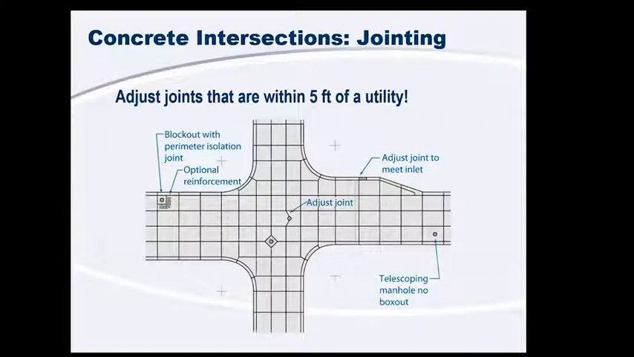So last thing to note with our intersections is we need to adjust for utilities. This is one of the critical things to do with this. We really need to make sure that we adjust for those, because a lot of times we do see them in our intersection, and it's something really simple to do, but if you don't do it, it can lead to some poor looking joints. So adjust your joints to meet those in-pavement structures as best we can.